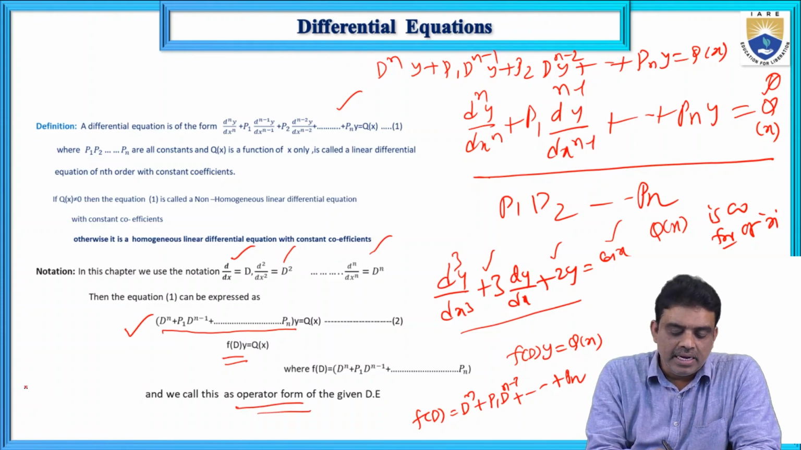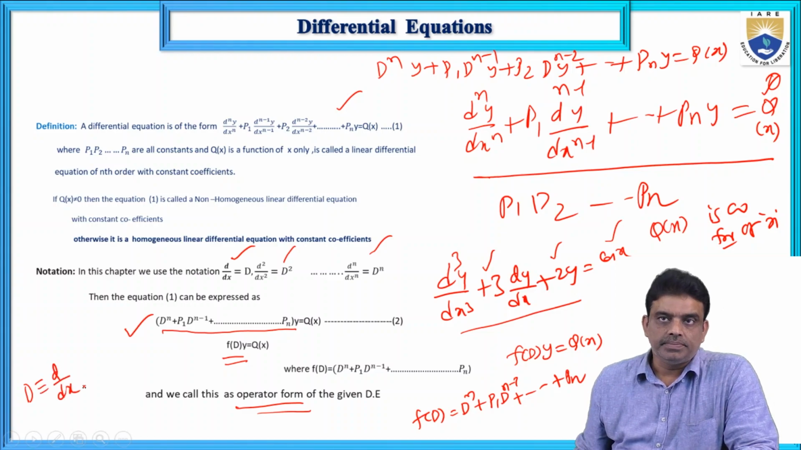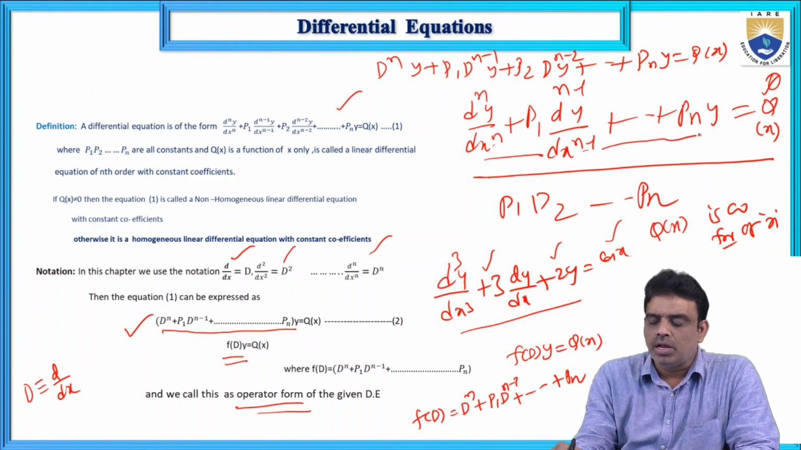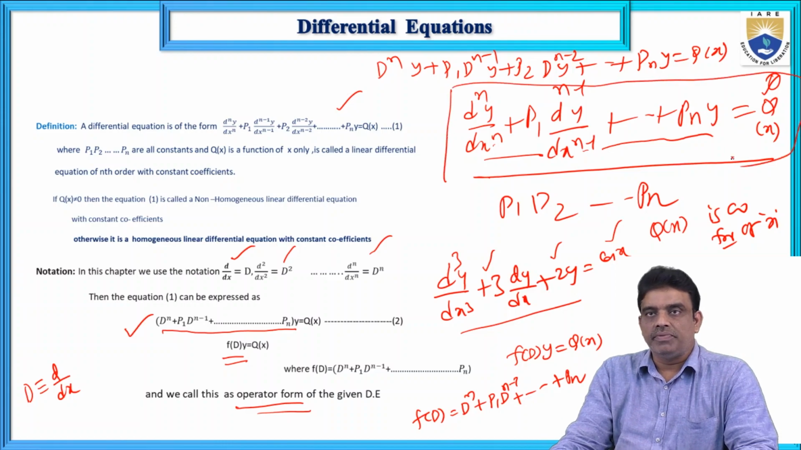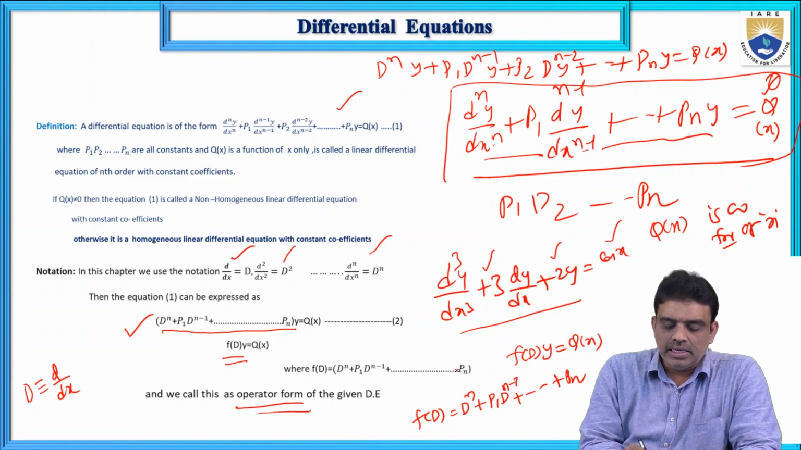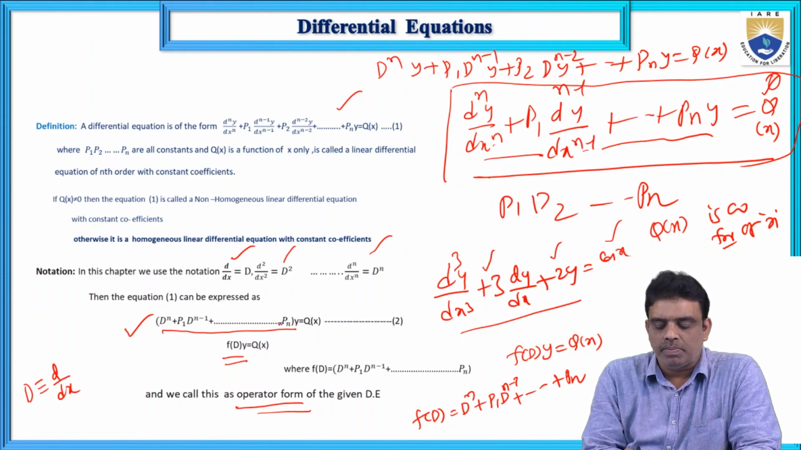Here D is called the differential operator, which is denoted by d by dx. So the standard form is d^n y by dx^n plus p1 d^(n-1) y by dx^(n-1) plus so on plus pn y is equal to q of x. This is the nth order differential equation with constant coefficients. So in operator form, equation 2 can be written as D^n plus p1 D^(n-1) plus so on plus pn of y is equal to q of x.